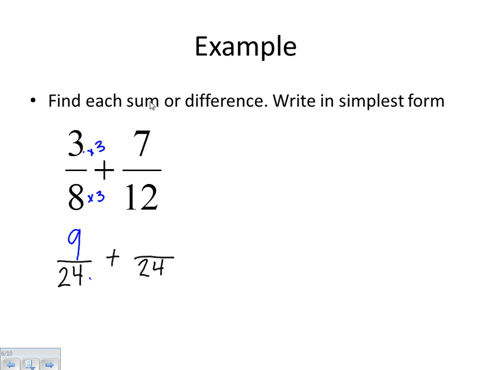And then we come over here and we see 12. And what do we multiply by 12 to get to 24? Well, we multiply by 2. And 12 times 2 is 24. And if we multiply the bottom by 2, we've got to multiply the top by 2. So that gives us 14. And then here we just keep the same denominator as being 24. And we say 9 plus 14 will give us 23 over 24.